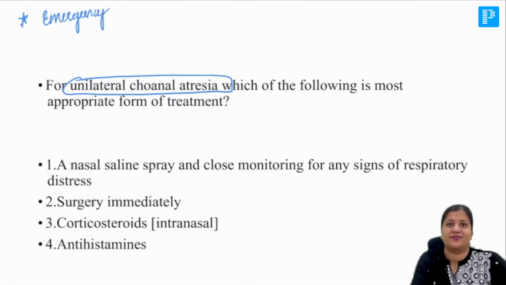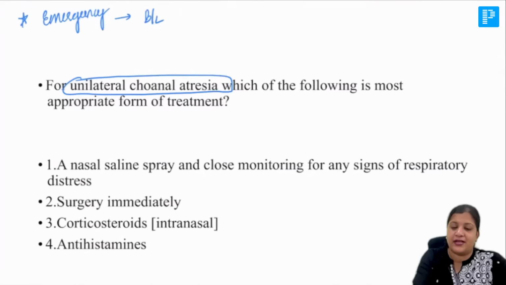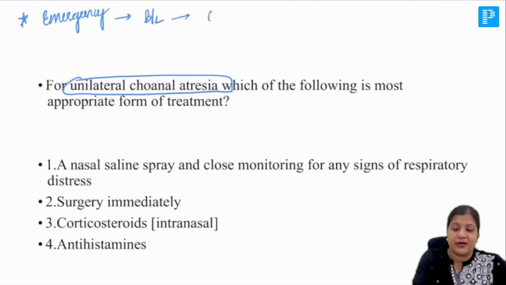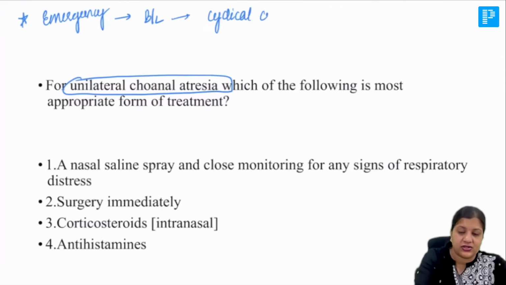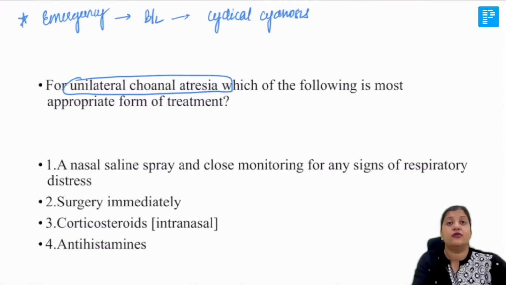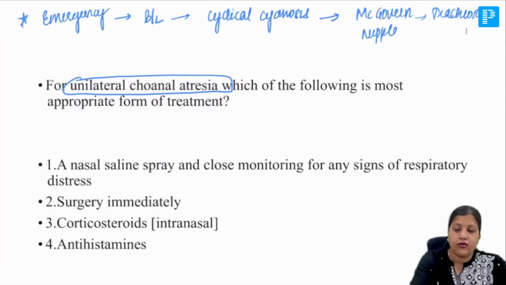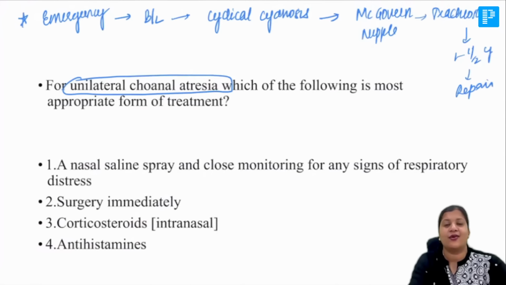Unilateral or bilateral? Bilateral atresia will present to you as an emergency because the child is unable to breathe at birth, correct? So what will they present to you? They will present to you with cyclical cyanosis. What is cyclical cyanosis? Cyanosis at rest and disappears in crying. That we call cyclical cyanosis. And what is the immediate treatment that we do here? We put a McGovern nipple and we do a tracheostomy. After doing tracheostomy, we wait for 1 to 1.5 years and then we do the repair. Correct? All of you remember this?